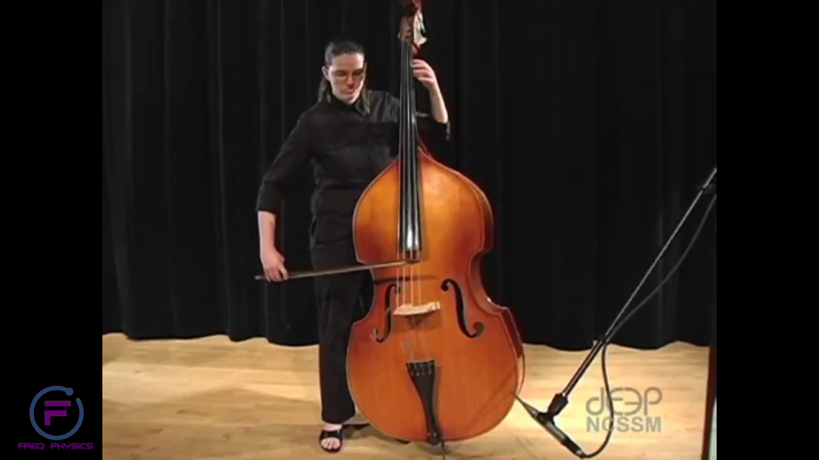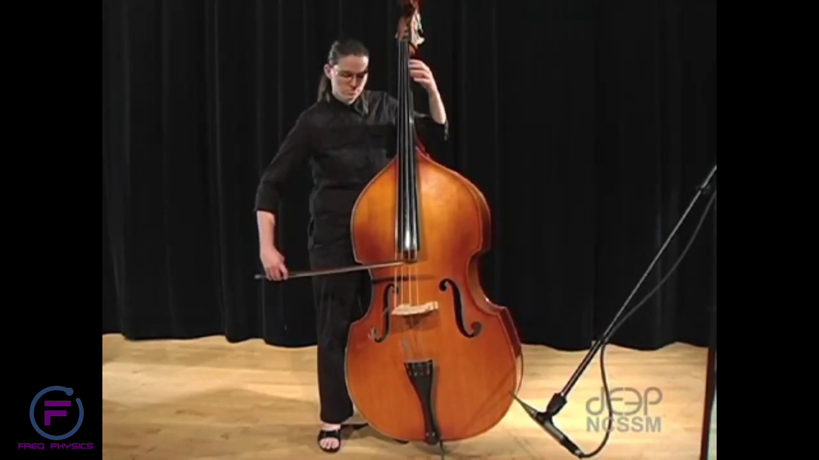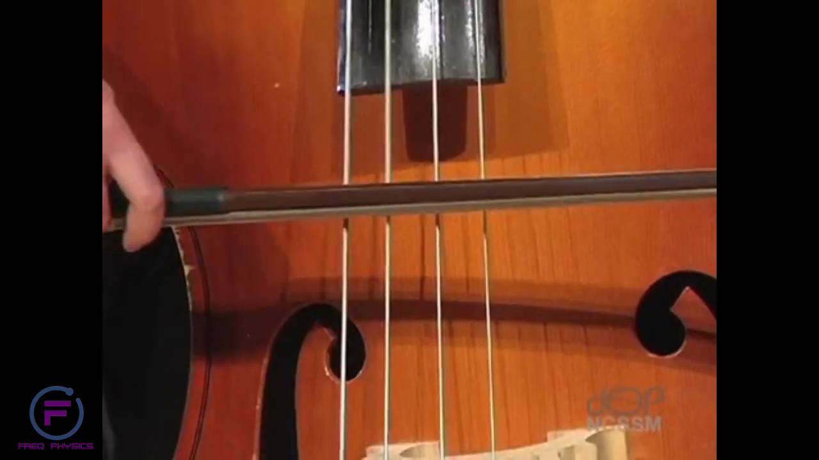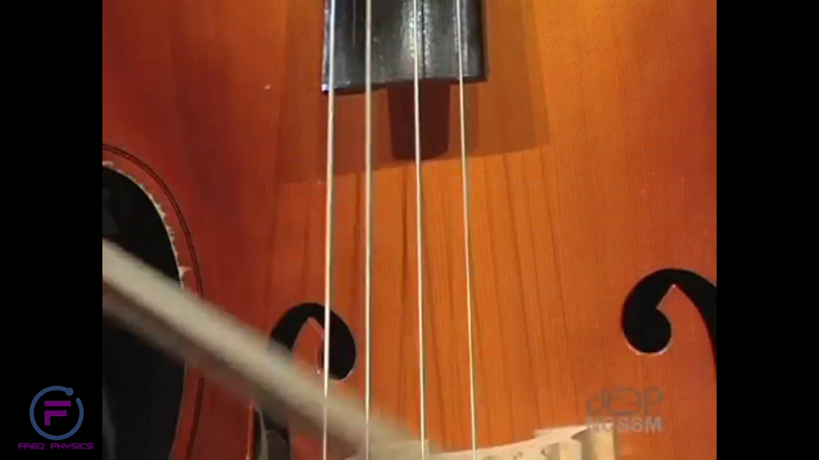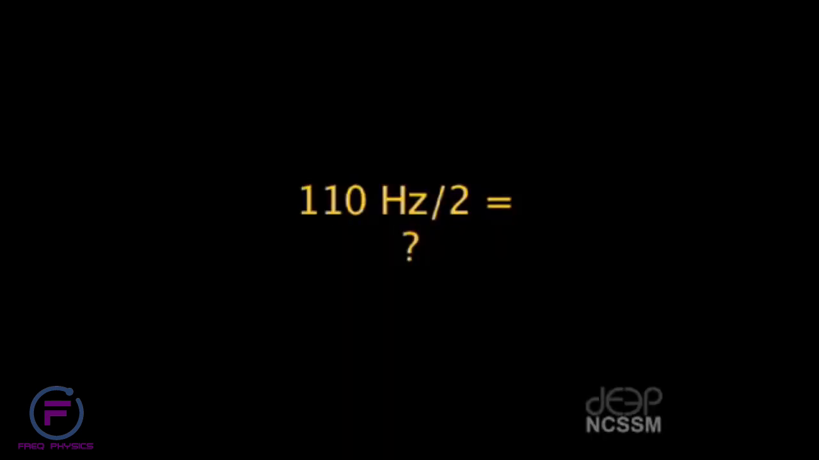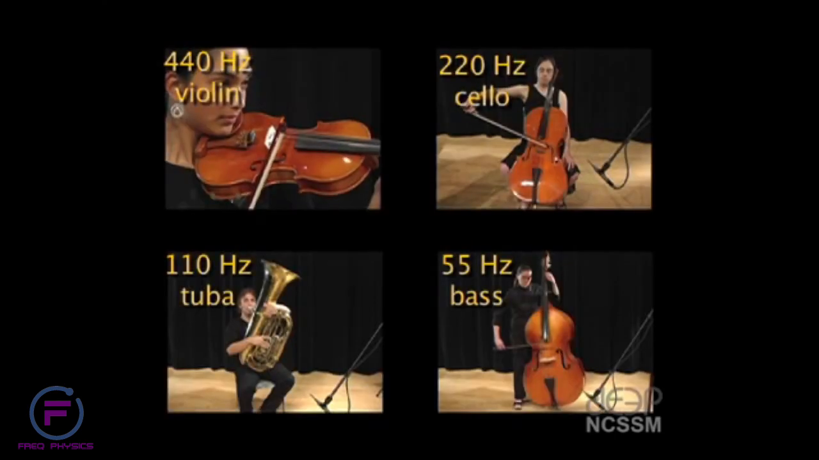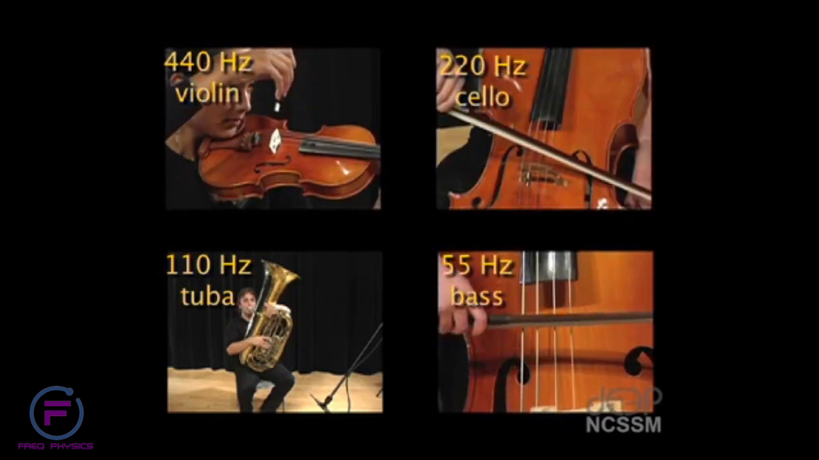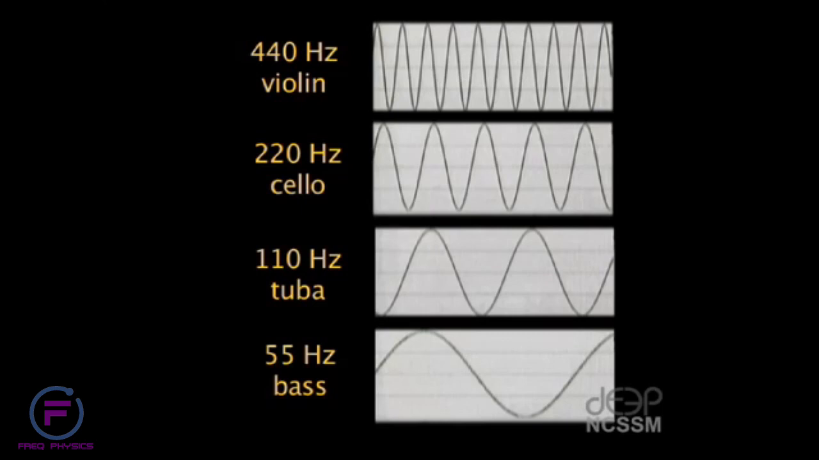Let's listen to one more instrument playing yet another A. Using the formula that we have established, can you name the frequency of the bass's tuning note? The bass's tuning note is 55 hertz, or 55 cycles per second. Let's look at each of these numbers and try to find a pattern. Notice that as we move up 1 octave in pitch, the frequency doubles.